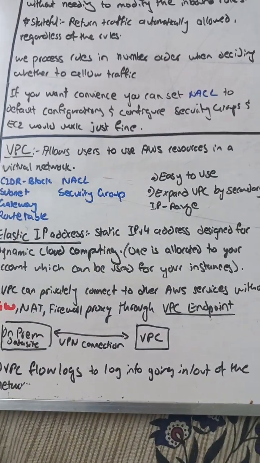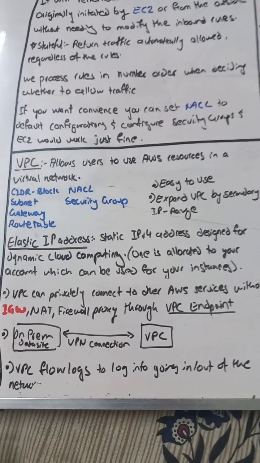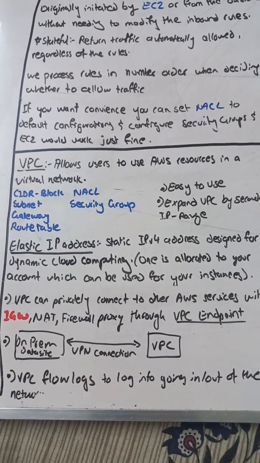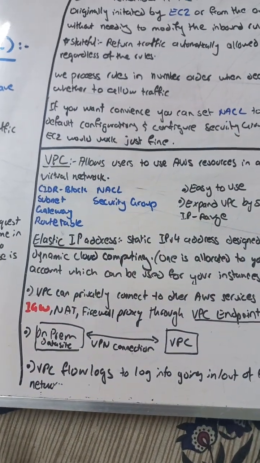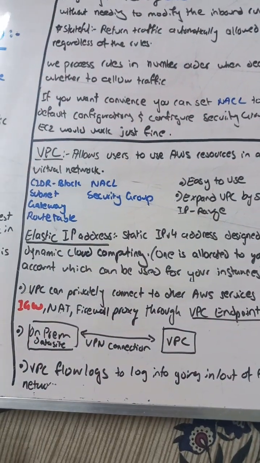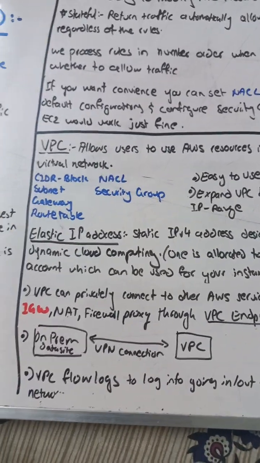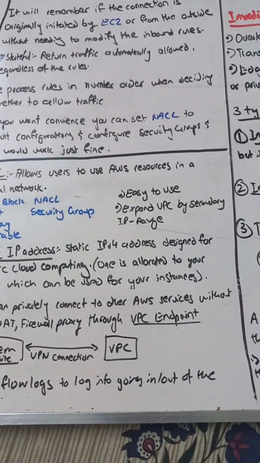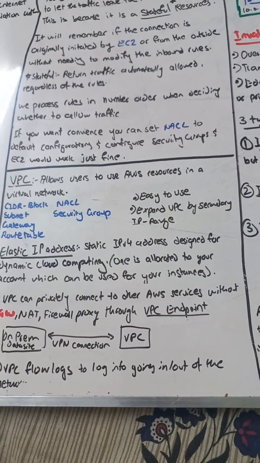Okay, so it allows users to use AWS resources in a virtual network. You need a CIDR block and ACL. We will be talking about this in a little while. We talked about different securities, which were security group and network ACL. We talked about subnets, gateway, route tables. So it's very easy to use, and you can also expand VPCs by secondary IP ranges as well.